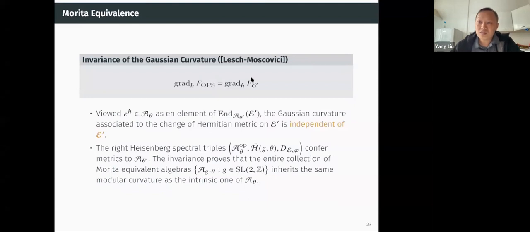So I think I'm running out of time, so I will end. That's the end of my talk. I think I confused you a lot by bringing this Morita equivalence stuff. The point is that I think we can do something for other examples, like this theta derivation, to explore this phenomenon of curvature among more examples. I think it's quite interesting.